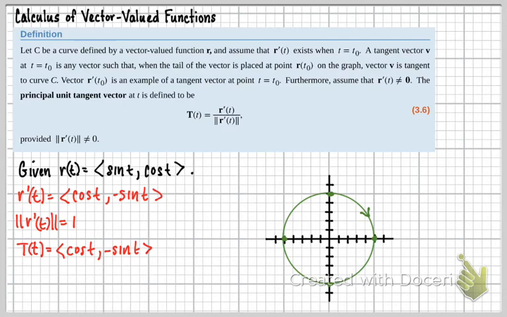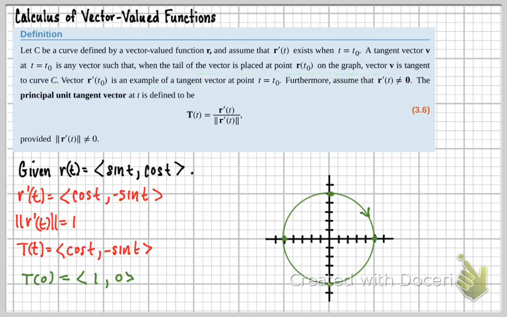So we can pick 0 if we choose. And let's calculate what that would be for our capital T. So T of 0 is going to be the vector 1, 0. So that means if I just drew the vector, it would go out this way, 1. But notice what this setup here says. It says when the tail of the vector is placed at r of t naught on the graph, the vector v is tangent to the curve C.